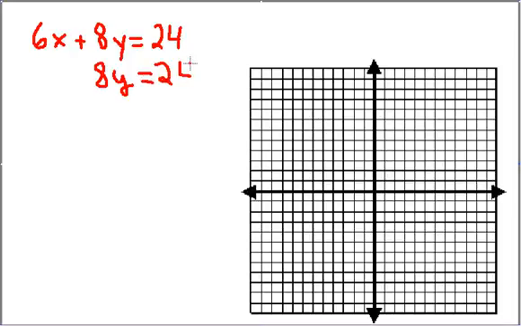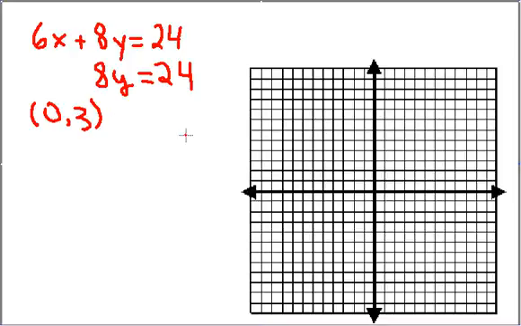And I'm not going to go any further than this, but in order to solve it for y and get y by itself, we would divide both sides by 8. 8 times y divided by 8 would simply just be y. And then over on the right, 24 divided by 8 would be 3. So when x is 0, y is 3. So I'm going to go ahead and write that point down. 0, comma, 3.